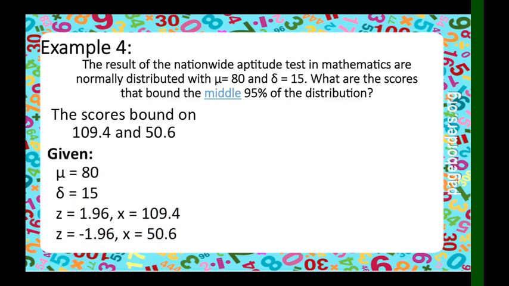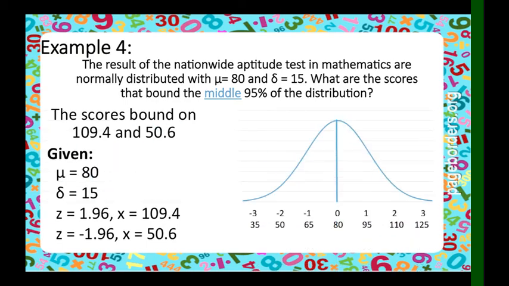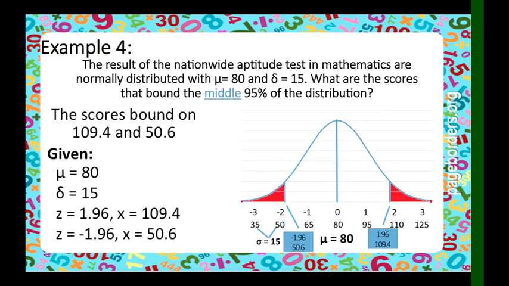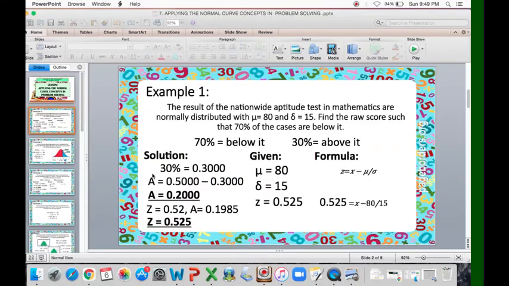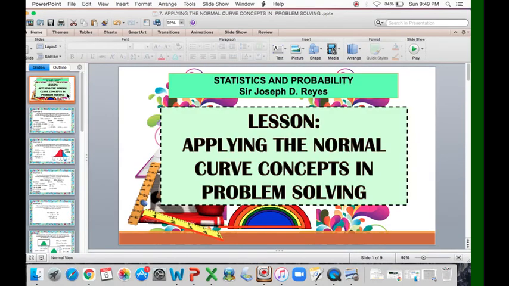So the scores, we have 1.96 and negative 1.96. If we look at that, there it is. Those are 2.5% on both sides, and the middle is 95%. Okay, so that's all for our topic, applying the normal curve concepts in problem solving.